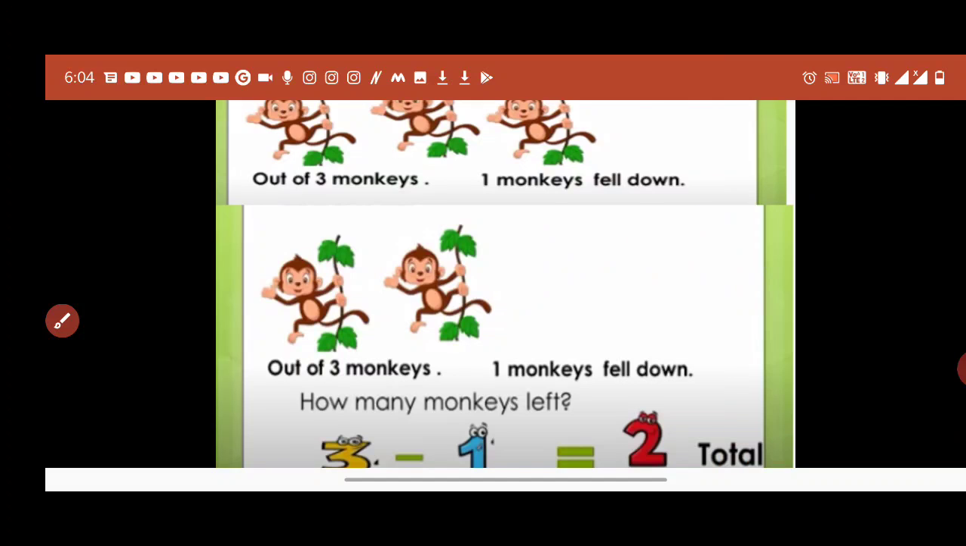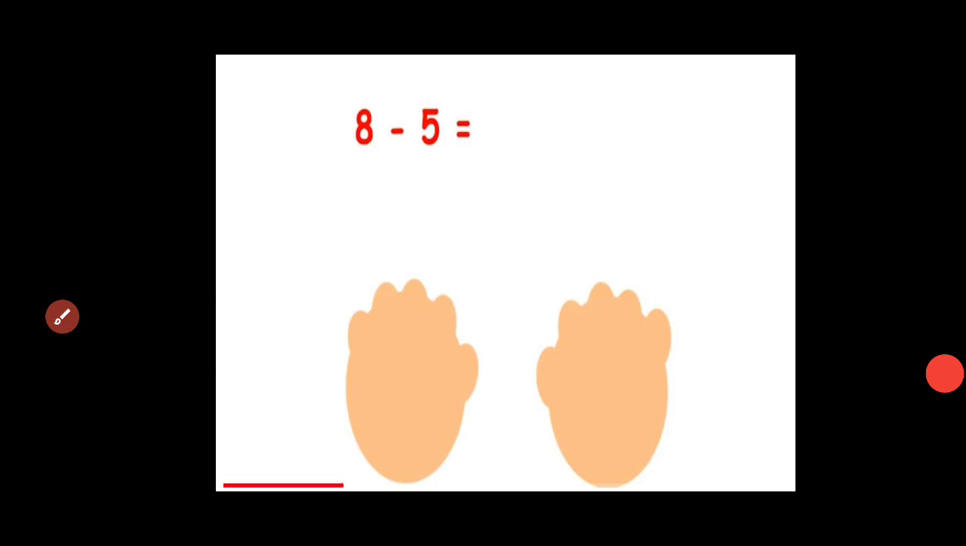So let us understand how to exactly subtract with the help of your fingers. For example, 8 minus 5 is given. Children, we always subtract the smaller number from the bigger number. Okay? Please remember, in subtraction, we always subtract the smaller number from the bigger number.